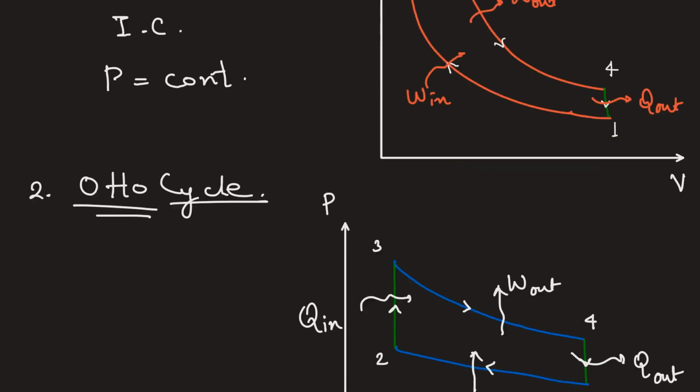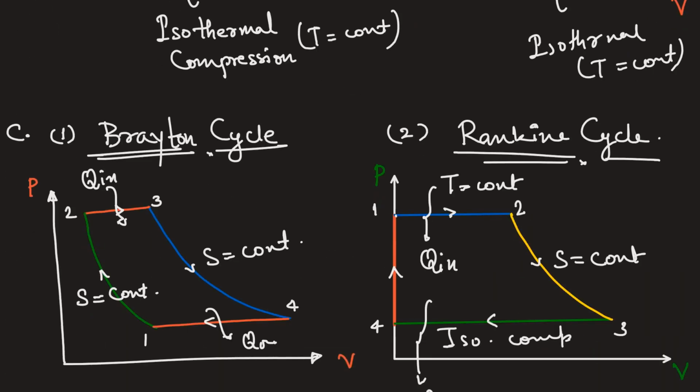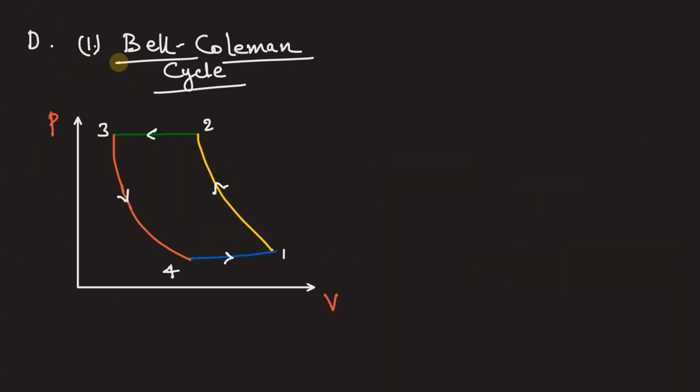Now let's see the PV diagram of these two cycles. Let's first look at the Bell-Coleman cycle. The Bell-Coleman cycle is also called the Joule cycle or reverse Brayton cycle. The Bell-Coleman cycle is a refrigeration cycle where the working fluid is a gas that is compressed and expanded here but does not change phase, and more often air is the working fluid in this cycle.